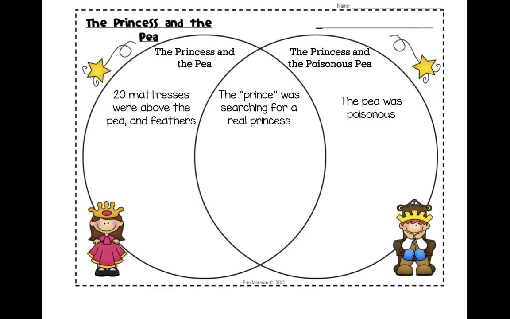Okay? I bet you guys can come up with so many more similarities and differences between these two versions of the story, but I would like you to try and at least get 2 more for each part of the circles. So 2 more points of events that happened in just The Princess and the Pea, 2 more points that happened in just The Princess and the Poisonous Pea, and then 2 more things that happened in both versions of the story. Okay? Good luck, my friends!